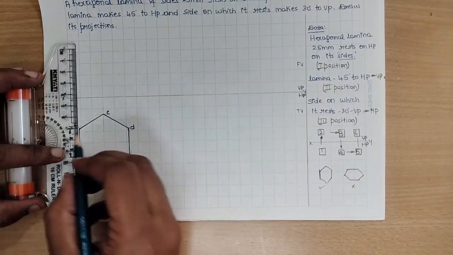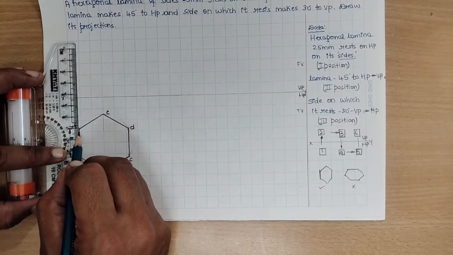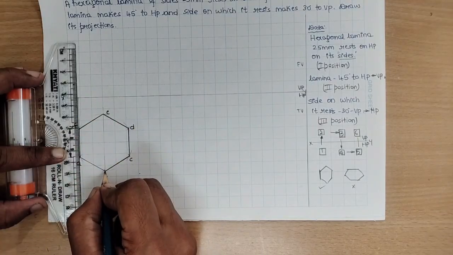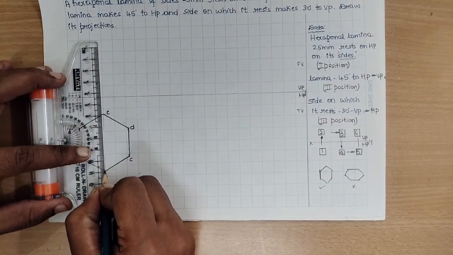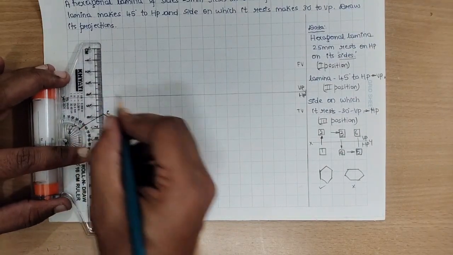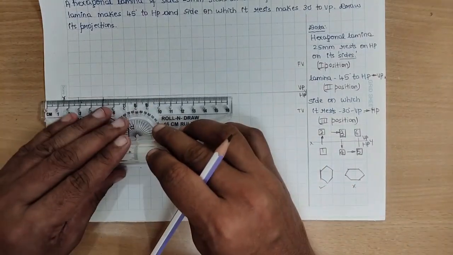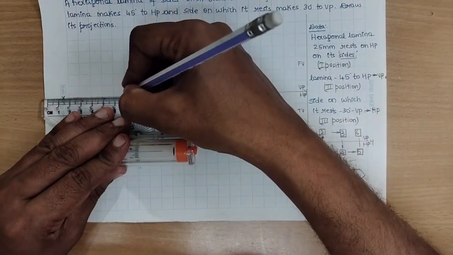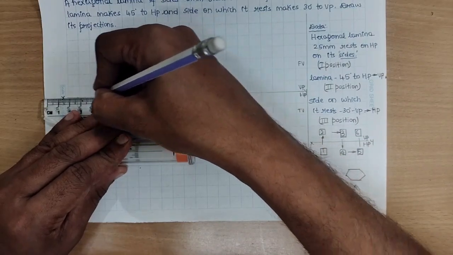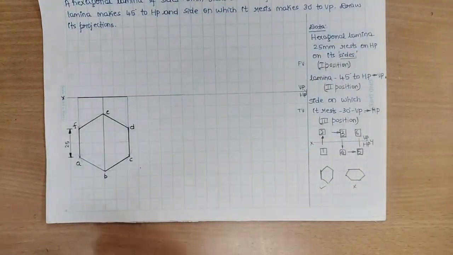Now make use of projection line to draw a projection from A and F. Thickness should be minimum thickness, followed by B and E. B and E will pass to the same point, followed by C and D. Join these three new points with the help of a straight line on the XY line. So this would be the hexagonal lamina.